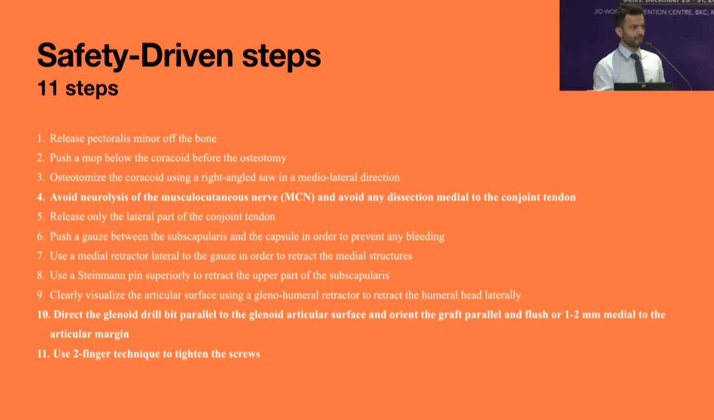Furthermore, because of the scapular anteversion, we need to make sure that the orientation of the screws is quite accurate. So the screw should be directed anteromedially to posterolaterally. Basically the screws have to be parallel to the glenoid articular surface to prevent any complications of screw divergence and irritation to the suprascapular nerve. And lastly, we should use a two-finger technique to tighten the screw, because over-enthusiastic tightening may lead to intraoperative graft fractures.